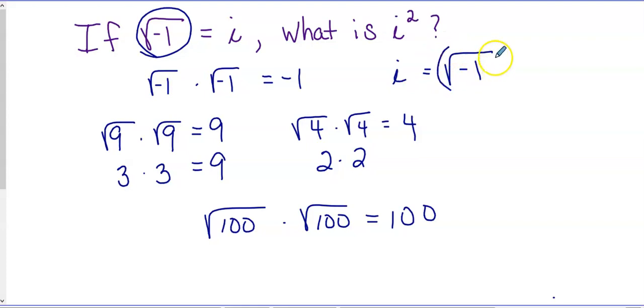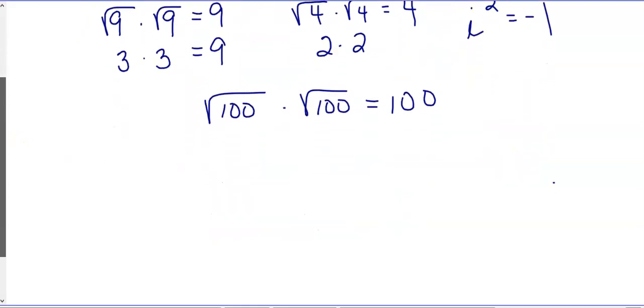and I squared both sides, that would mean i squared would equal negative 1. So I would never leave an i squared in any sort of expression. I would always change that to a negative 1, because I really don't want an imaginary number in my expression or my equation if I don't have to have it there. So if you see an i squared, you need to change that to a negative 1.